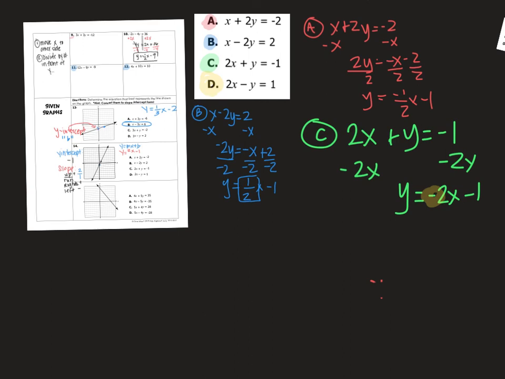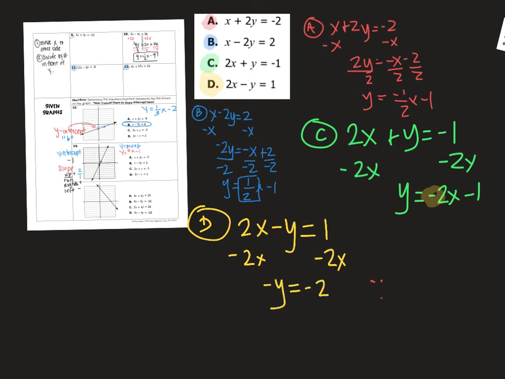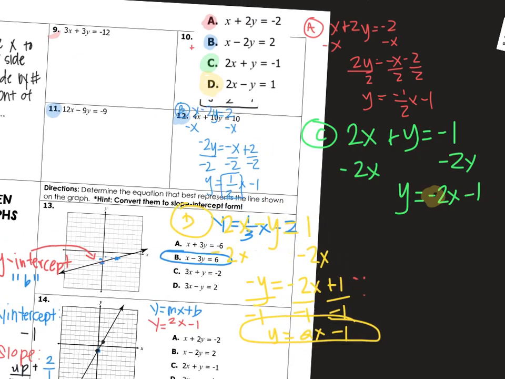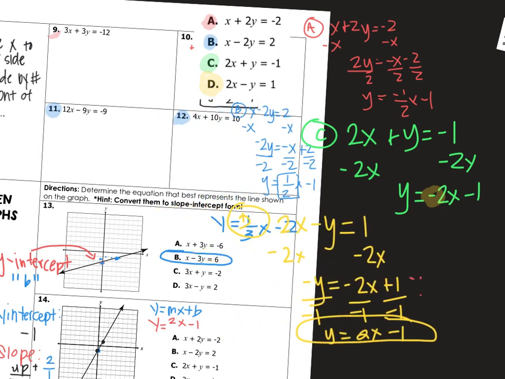Look at d and get y by itself. So you would subtract 2x from both sides. You'd be left with negative y equals negative 2x plus 1. You would then divide everything by negative 1 because there's a negative in front of that y. And you'd be left with y equals 2x, and 1 divided by negative 1 is negative 1. And that is the exact same match that we wanted in standard form.